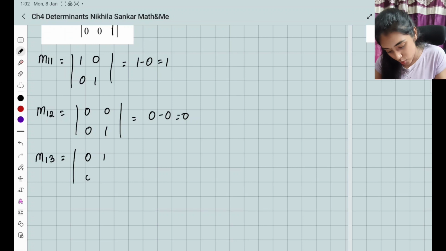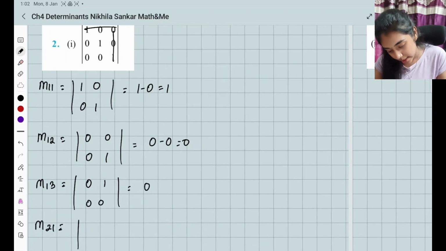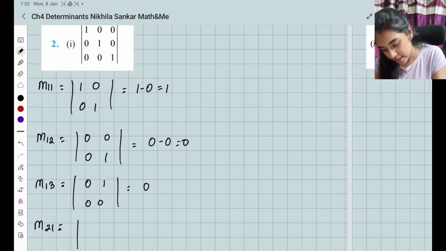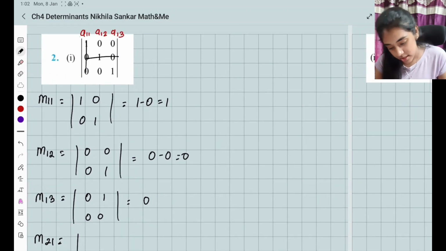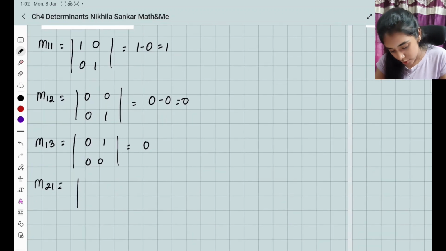So I'll be left with 0, 1, 0, 0. So this is again going to be 0. Then M21. I'll erase this. I'll hide the first and the second row. 0, 0, 0, 1. So this is again going to be 0.